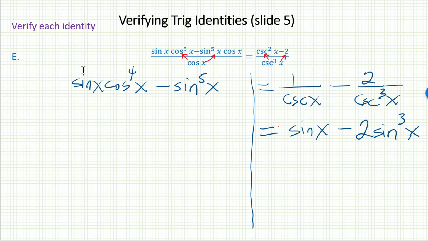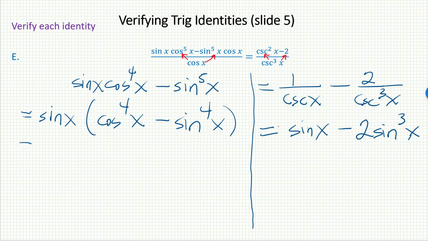Let me go back on the left side, because what I see there is that I have 2 terms, and each term shares a common factor, namely sine x. So I'm going to go ahead and factor that out. That'll leave me with cosine fourth x, and then let's see, I'll have 4 of these left as well because I took one out. And then this is great because as soon as I do this, I realize, wait, I have a difference of squares. I can keep going with the factoring.